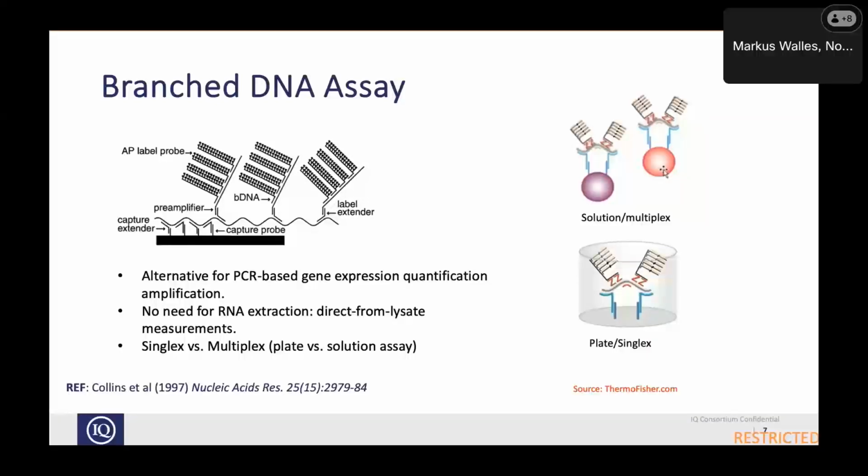Instead, it is the signal that is amplified, and this can be achieved with a series of probes that hybridize to the target RNA and then become the template for additional hybridization with pre-amplifier probes. So ultimately, fluorescent or chemiluminescent reporter molecules can bind to these complexes in a manner that is proportional to the amount of the target RNA of interest, enabling quantification.